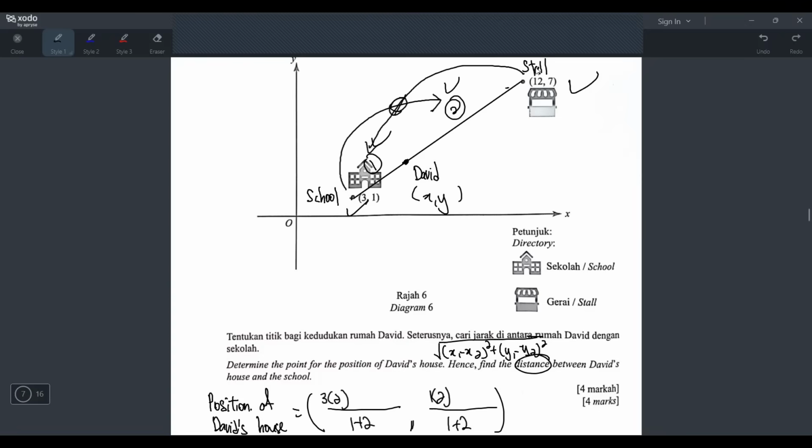Okay, what about the stall punya? The stall punya coordinate is 12, 7, but this one I have to darab with 1. So it will be 12 times 1, 7 times 1.